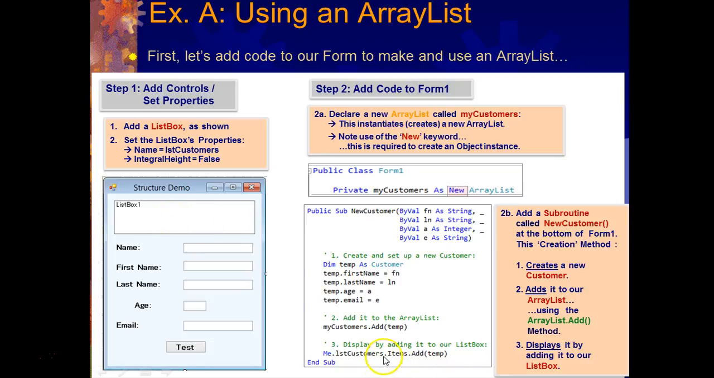And what are we adding? Items.Add(temp). Temp is not a string. What is temp? Temp is a customer. That means we're not adding a string in here. And that's why we had trouble displaying it. We had to override the so-called ToString method. Anyway, that's why we had trouble displaying it, because it wasn't a string. We are adding customers to this list box.